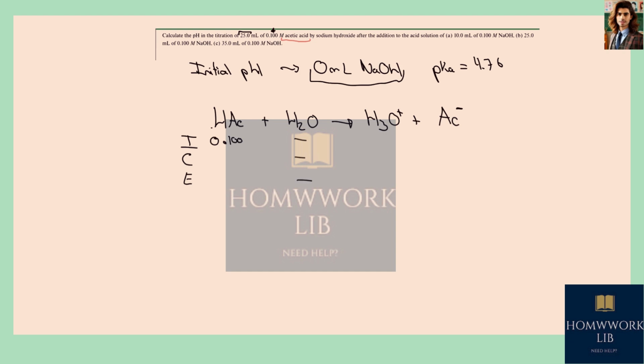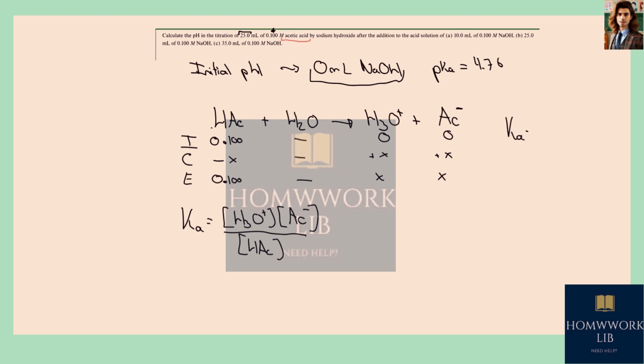And initially, we're going to have 0 of hydrogen ion and 0 of the acetate. Let's say that we have a change of minus x, and plus x according to the stoichiometry of the reaction. Thus, at equilibrium, we would get 0.100 minus x, x, and x. Our equilibrium constant, which is equivalent to the value for Ka, would be equal to the concentration of H3O plus times the concentration of acetate ion divided by the concentration of acetic acid. At the same time, we know that Ka is going to be equal to 10 to the minus pKa. Thus, Ka would be equal to 10 to the minus 4.76.